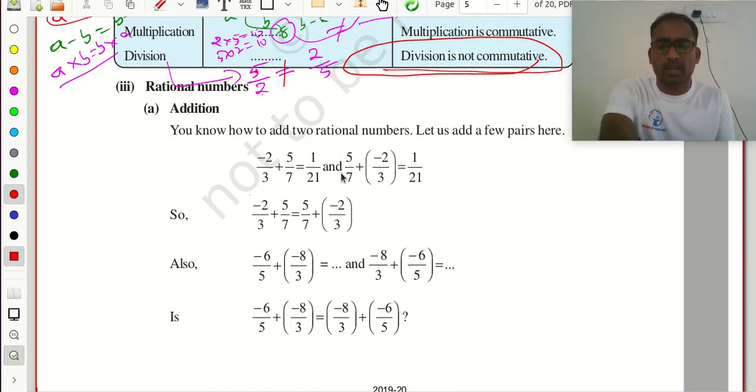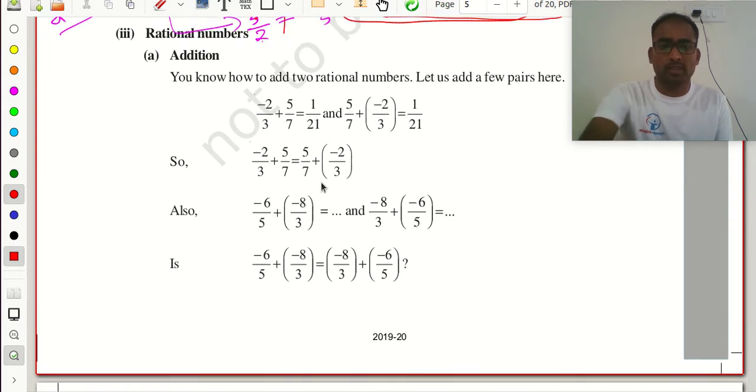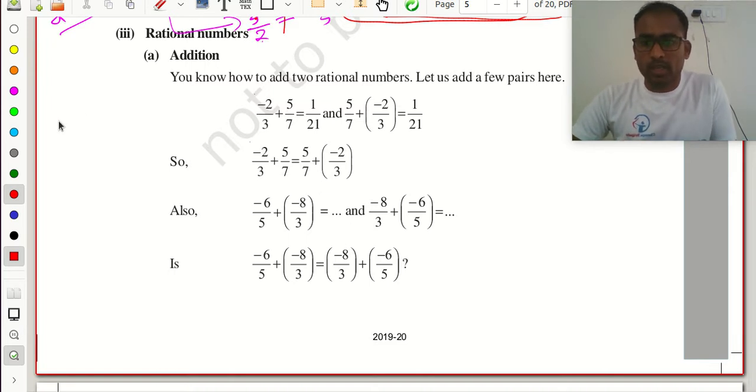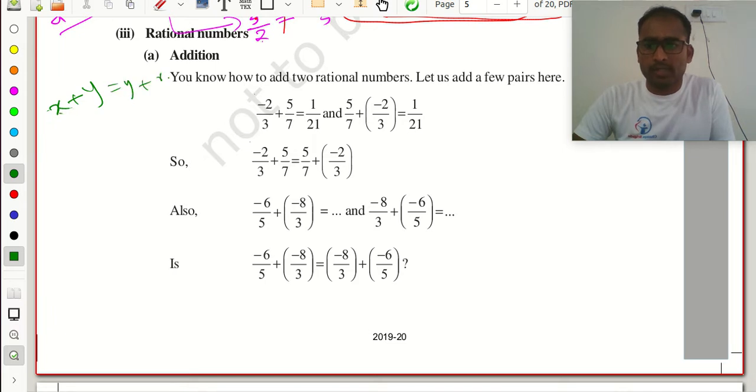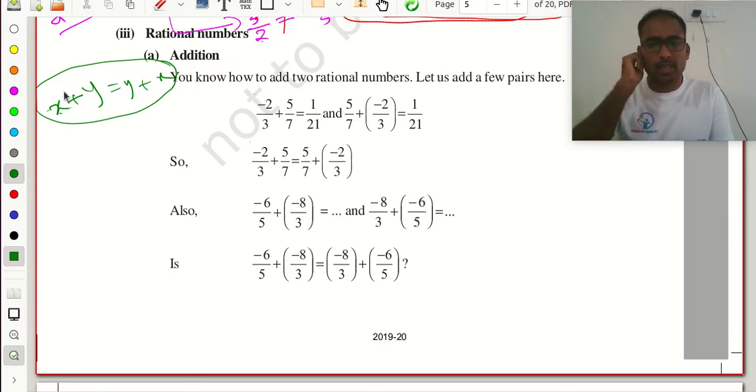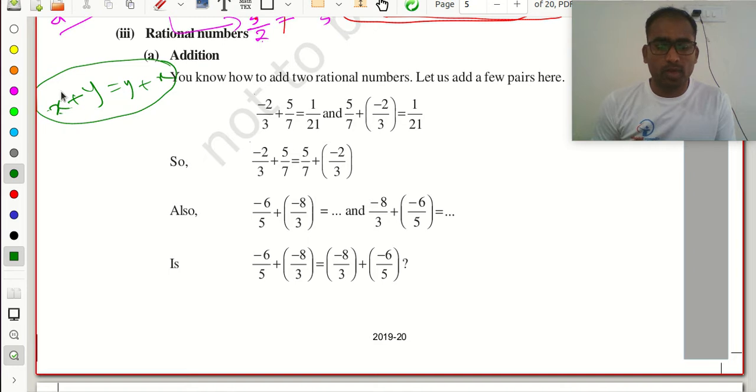Next we will check for the rational numbers. First we will start with the addition. Then we will go for the subtraction. Then we will go for the multiplication. Then division. So here I am having two rational numbers. A is one rational number. See, you may get a doubt also. Sir, why are you always taking A and B? You can take X and Y also. Any variable. So if X is one rational number and Y is another rational number, X plus Y is equal to Y plus X. If this is satisfied, then I can say addition is commutative for rational numbers.